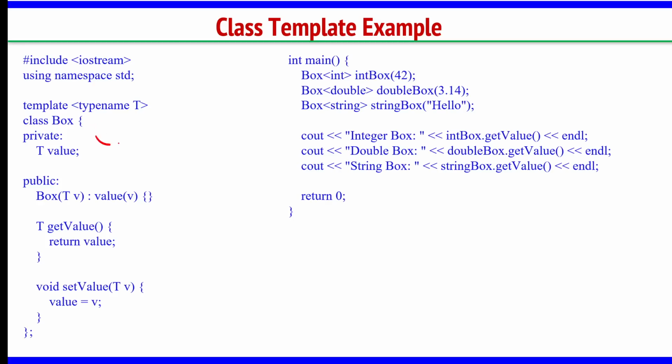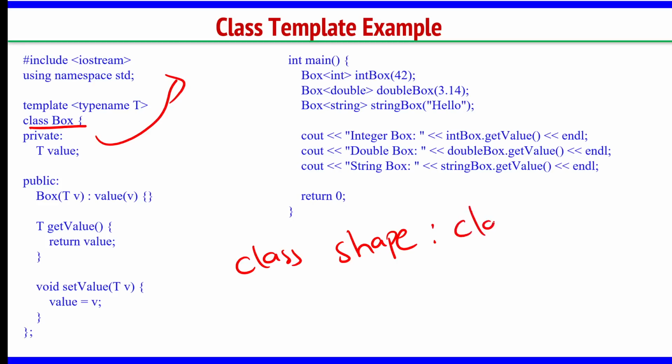Now, I want to create a child class for this. I want to implement the concept of inheritance here. So, what is this child class? For this class Box, I am creating another class, class Shape, which is derived from class Box. We are trying to create a child class for class Box.